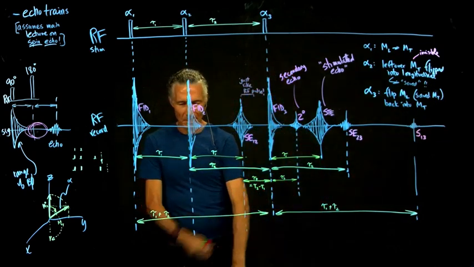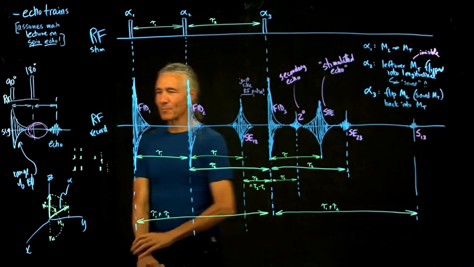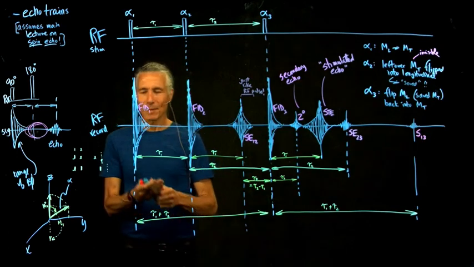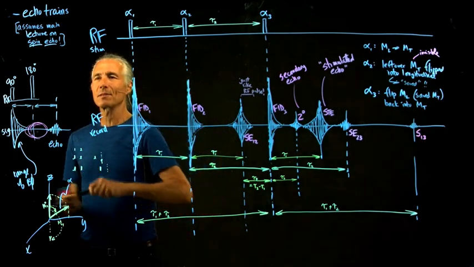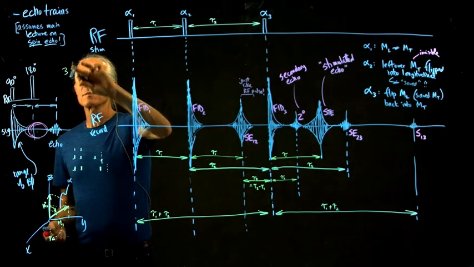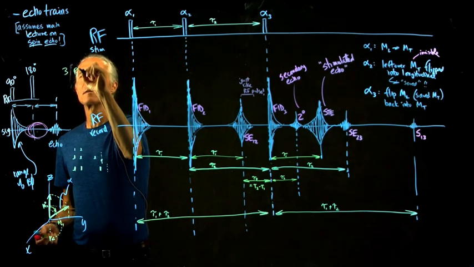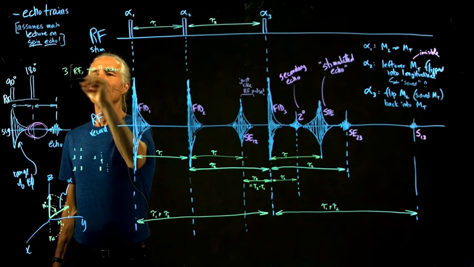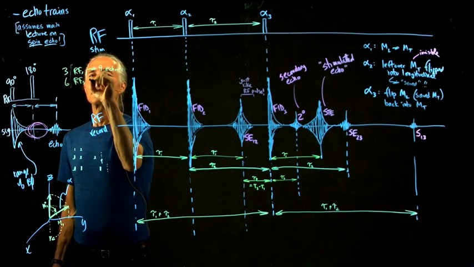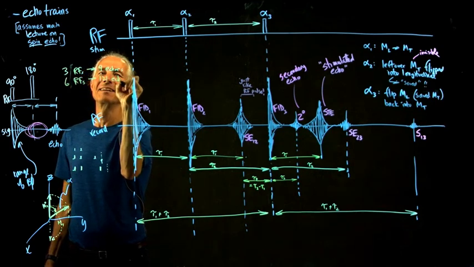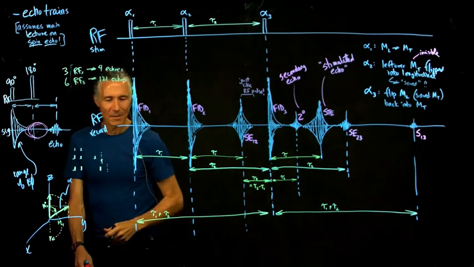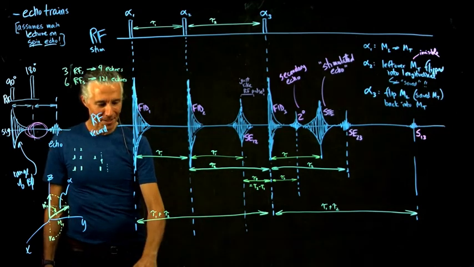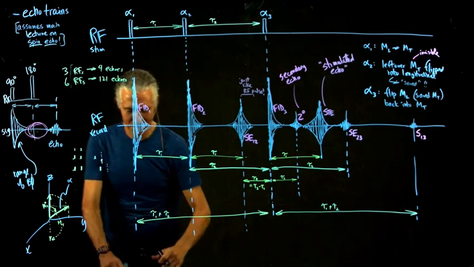Okay, so now this is the simplest possible case after 2 RF pulses, which is 3 RF pulses. So basically, 3 RFs gives you 4 echoes. 6 RF pulses gives you 121 echoes. So how many do we do in real life? We could easily do 10,000 RF pulses. So you can see what the problem is. You've got a problem of too many echoes.